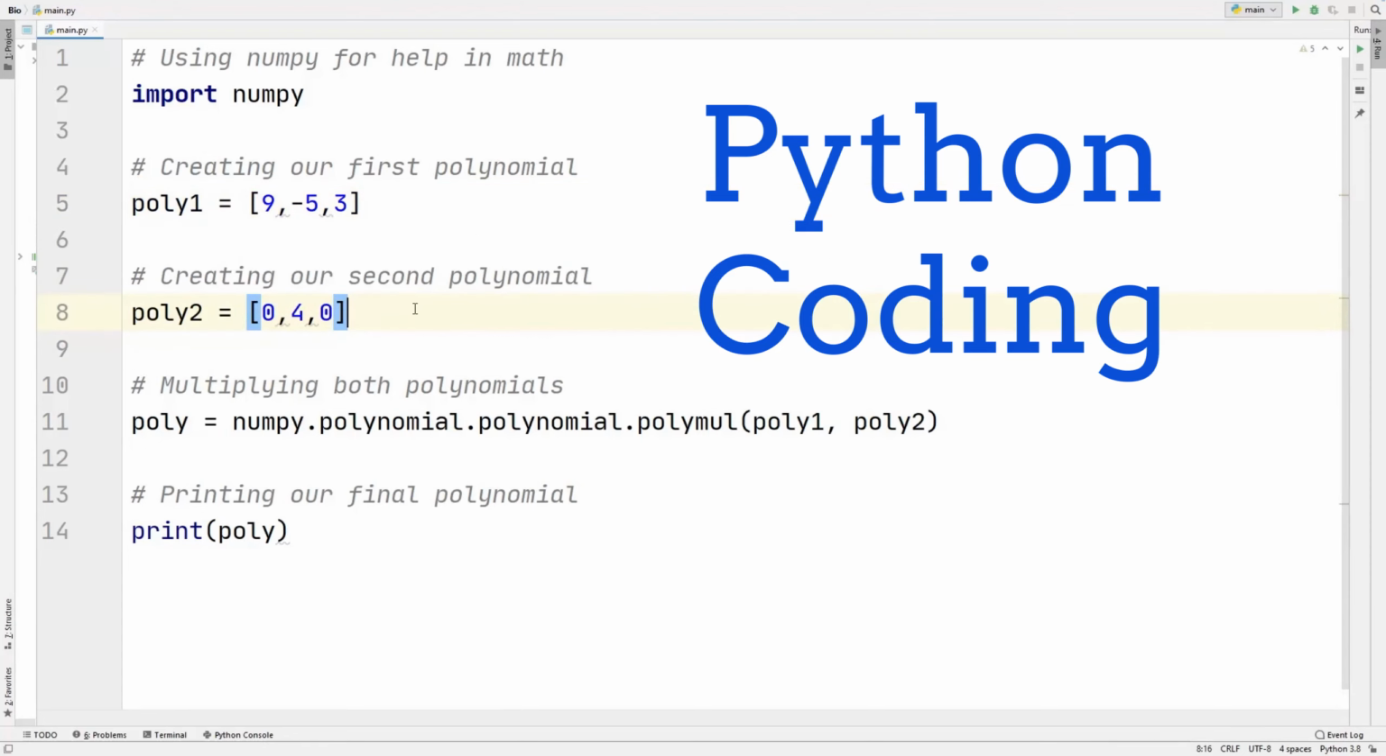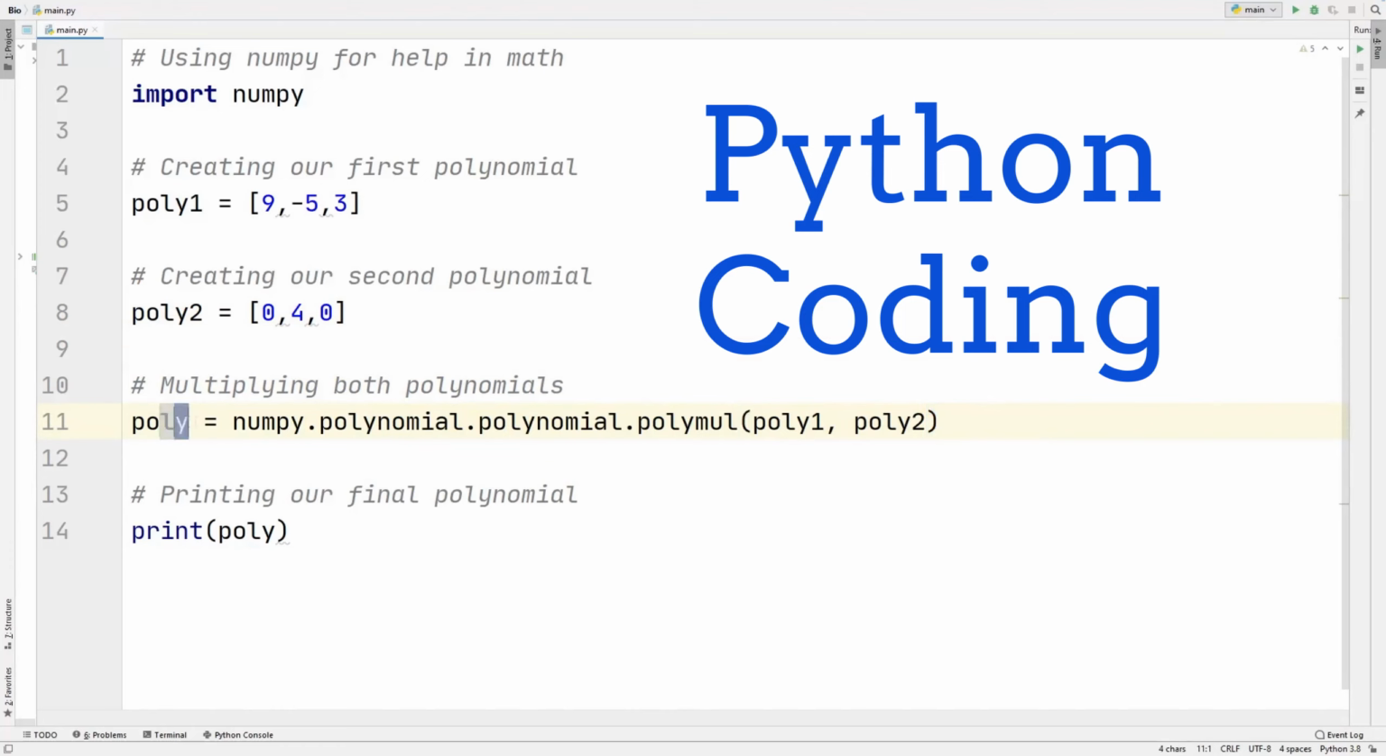Same thing with poly 2, our width, which was 4x. We first need our constant, so our constant will be 0, then we're going to need our 4x, and then we're going to have 0x to the power of 2. We just need to fill in these zeros so that Python will understand that we're multiplying these two together. And next, this is where all the multiplying actually happens.